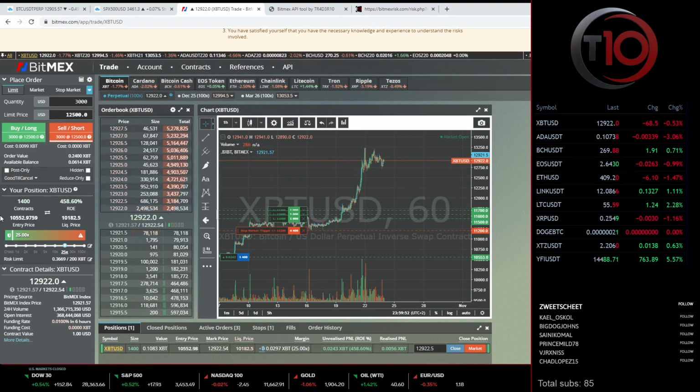So high leverage isn't automatically bad. If you know what you're doing, it's actually a good thing. But most people don't, so yeah.